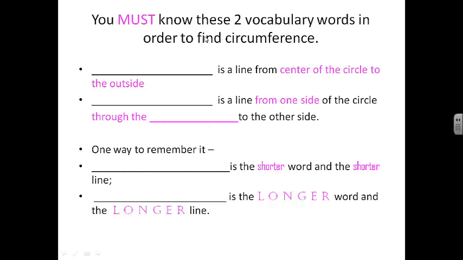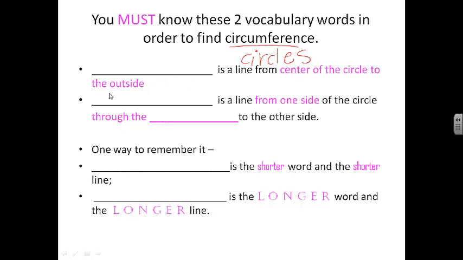Okay, here we go. You must know these 2 vocabulary words in order to find circumference. Okay, we're still doing perimeter. Perimeter is called something different when we are working with circles. Okay, so perimeter is called circumference when we have circles because circles are not polygons.